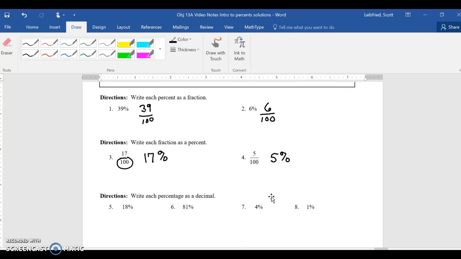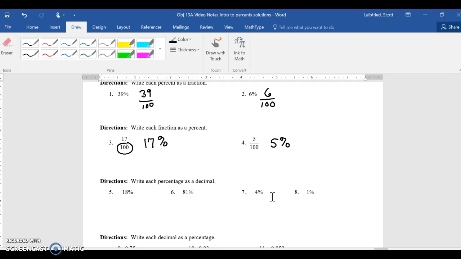Moving forward, the next 5 through 8 says write each percentage as a decimal. Now this one can be a little bit tricky, but in math, if you realize that in number 3 and 4, when you're dividing by 100, what happens is you're basically moving the decimal place to the left 2 places. So in number 5, we take the 18 and we simply get rid of the percent and we pretend there's a decimal point here. And we move that decimal place 2 places to the left. So our answer would be 0.18.